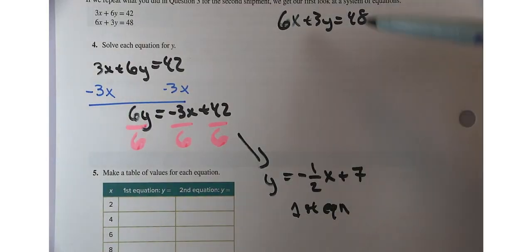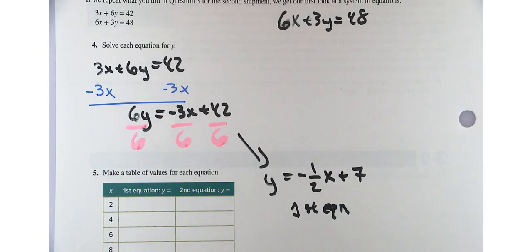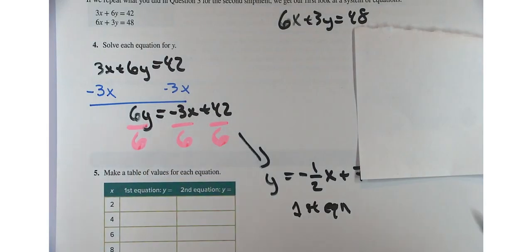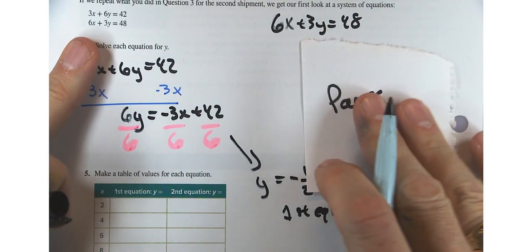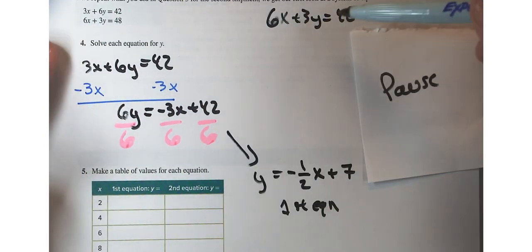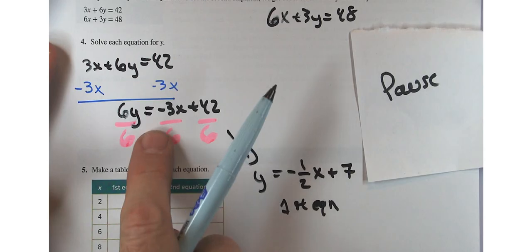Why don't you try the same thing for the second equation? I'll let you work on that. If you're watching this one later, then maybe pause things a little bit. Give yourself a chance to try this yourself. But try and do for this equation what we did for this equation.